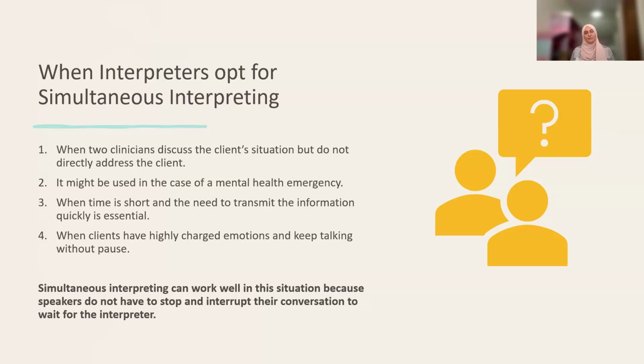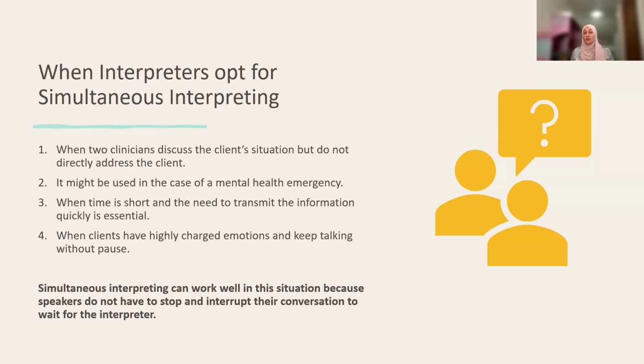So now I went over the roles, and next the modes of interpretation. The simultaneous mode of interpretation is the time when the clinician or the speaker is speaking and the interpreter is interpreting at the same time. So both of them are speaking while the interpreter lags a few words behind the clinician. We hear simultaneous sometimes used in conferences, but it might be utilized in the mental health setting in these events that we will go over.